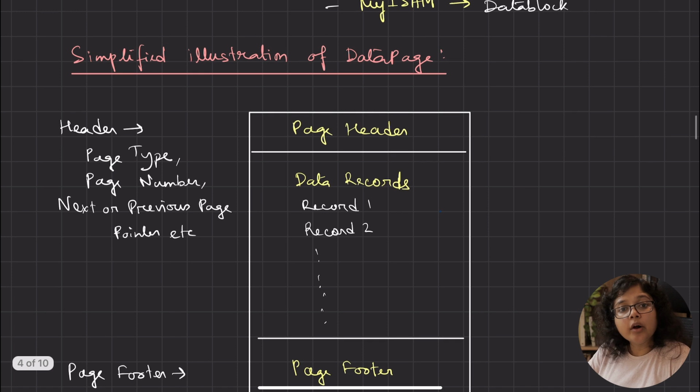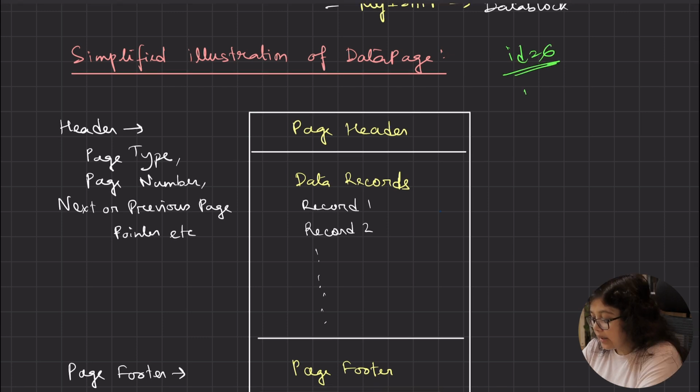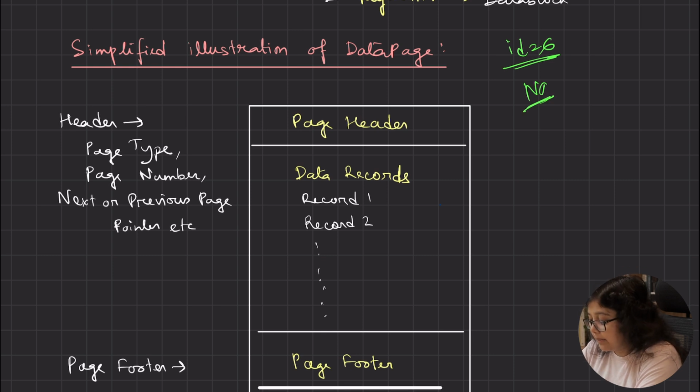Let's say we want to bring a record with ID equals to 6 from the disk to main memory. So can we directly go to the record and bring the particular record with ID equals to 6 from disk to main memory? The answer is no. You have to bring the entire data page from the disk to main memory, and then you can access the particular record and work on it.